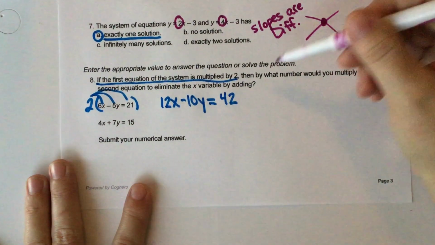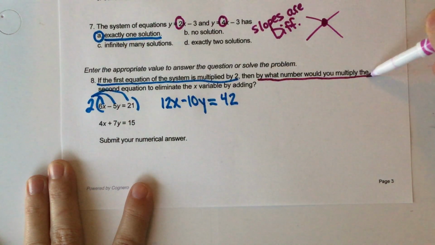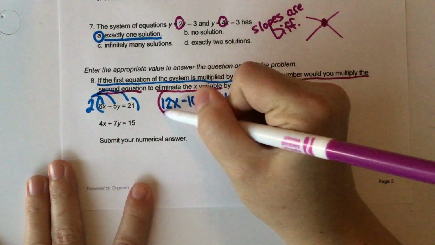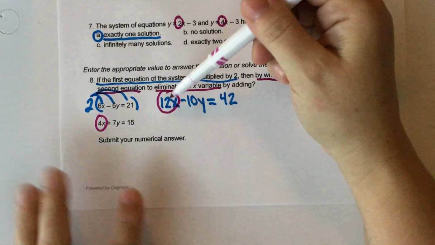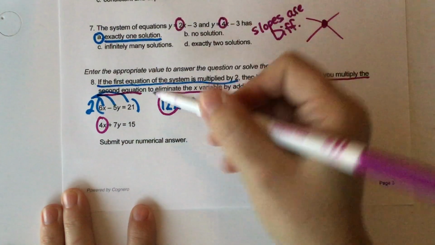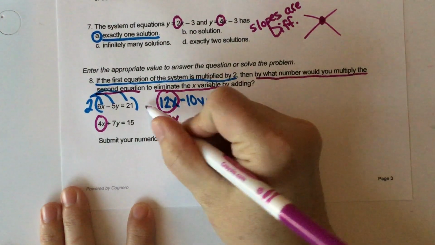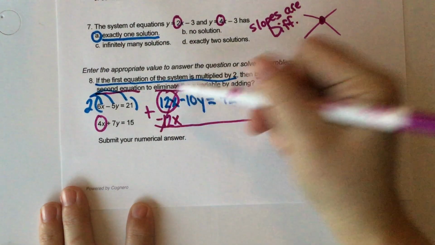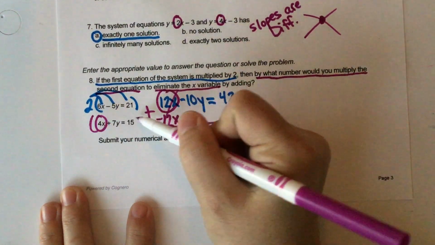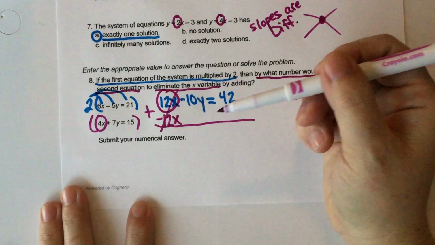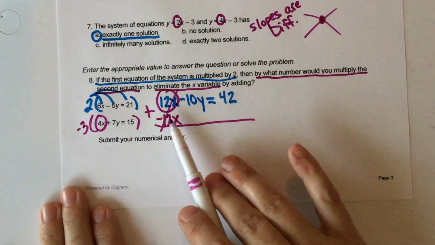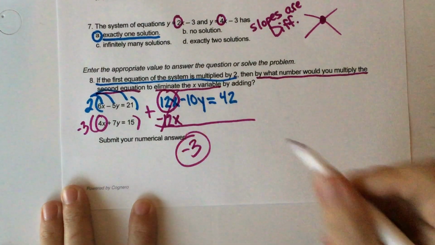So the question is asking, by what number would you multiply the second equation to eliminate the x? I'm trying to eliminate the x's. So if this one's a positive 12, this one needs to be a negative 12. That way, if you add the equations, the x's will eliminate. So what would you have to multiply this second equation by to make it a negative 12? A negative 3, because negative 3 times 4x makes negative 12x. So that's your answer, negative 3.